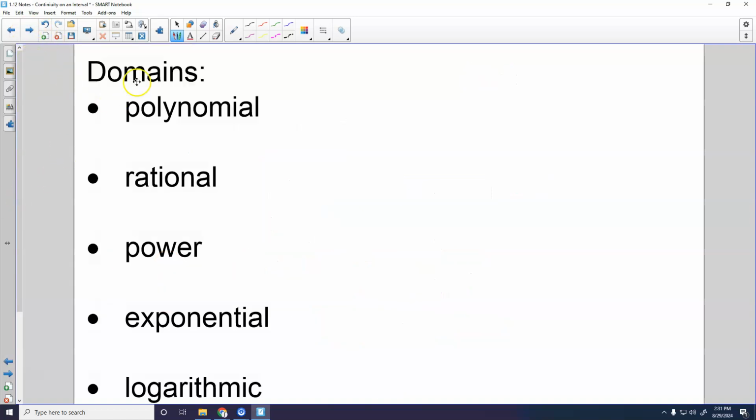Let's talk about the domains for each one of those. So I already started to get ahead of myself here. Polynomial functions, your domain is going to be negative infinity to positive infinity.